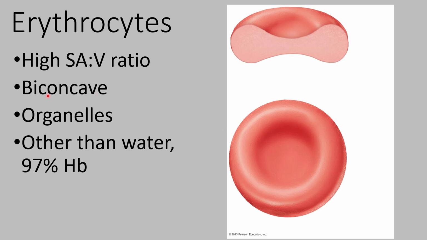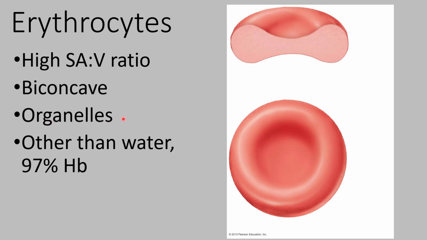So we say they are biconcave. Well, concave means sunken in, curved inward. Biconcave means it's happening twice, one on each side of the cell. And this creates a very high surface area to volume ratio. That means for as much as it can hold, the volume, the area on its surface is very, very big. High surface area compared to the volume.